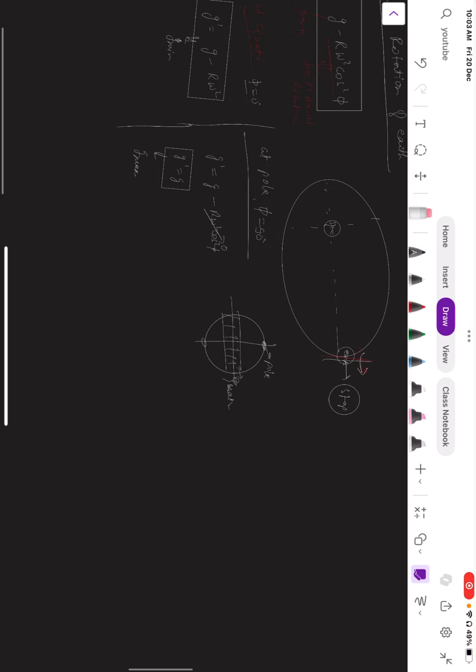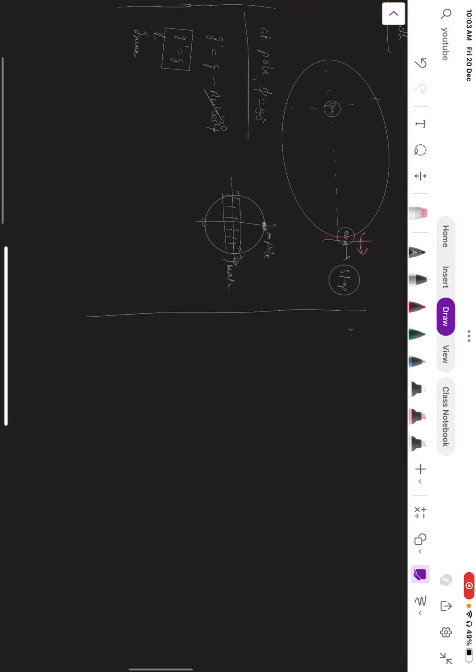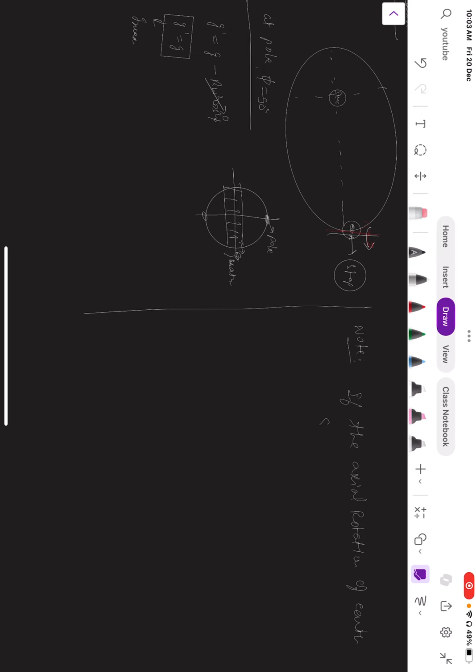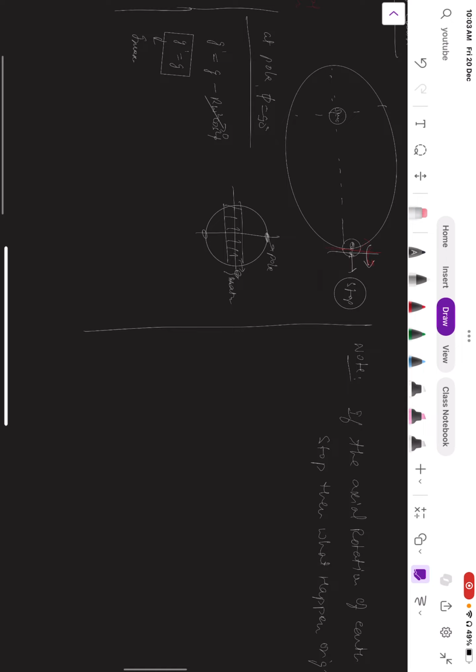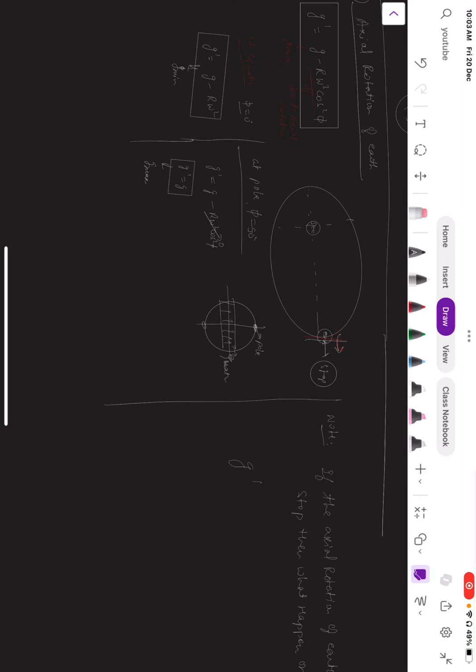Note: if the axial rotation of earth stops, then what happens to g? What is the effect on g? So with the axial rotation, g dash becomes g minus r omega square cos square phi.